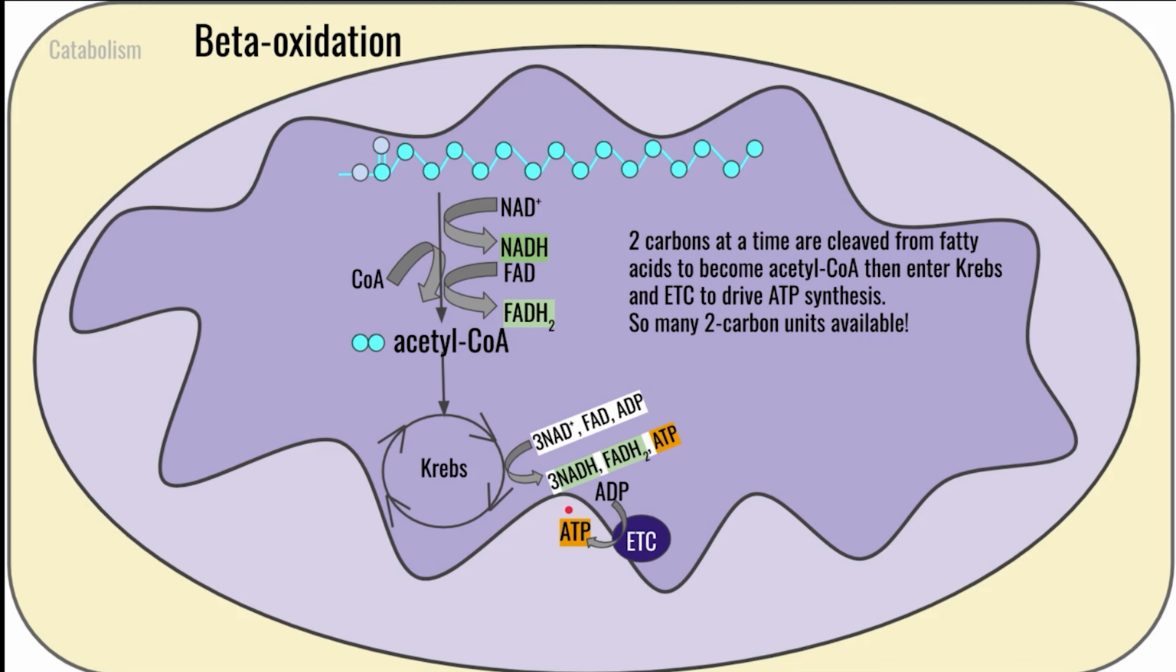So overall here, the process of beta oxidation is going to cleave off 2 carbons at a time from our long fatty acid tail, ultimately to yield some acetyl-CoA. From there, that acetyl-CoA will go through the Krebs cycle and produce a whole bunch of reduced compounds that then go through the electron transport chain and allow us to synthesize ATP.